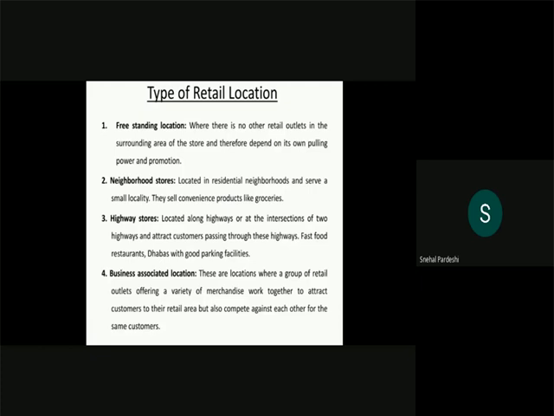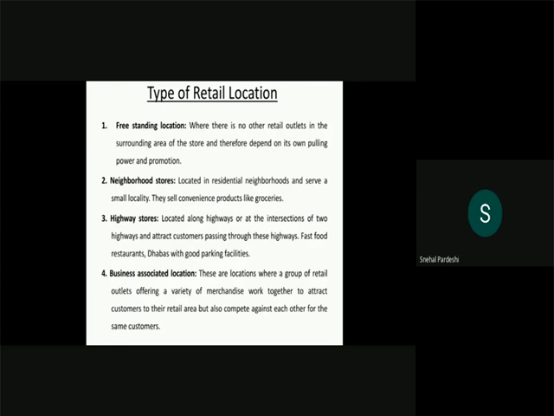These are convenient type of stores that people find in certain very small areas, located in something like residential neighborhoods. If you take one layout or a colony, in that colony there will be certain small stores which will be serving only those colonies or small localities, where they sell convenient products like groceries, minimum requirements, fast moving consumer goods which are used on a day to day basis. So this type of location we call neighborhood stores.